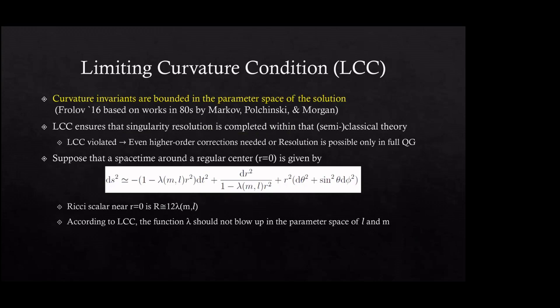So for example, to clarify, suppose that the space-time around the regular center is given by this metric. This is a de Sitter core. And the Ricci scalar near the regular center is given by this. Then the limiting curvature condition claims that this function lambda, which is a function of the parameters m and l, should not blow up in the parameter space. So this is the claim of the limiting curvature condition.